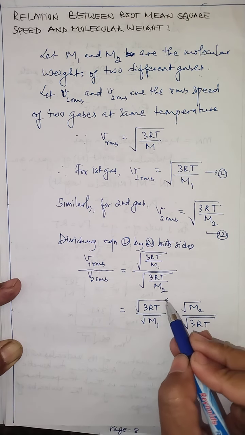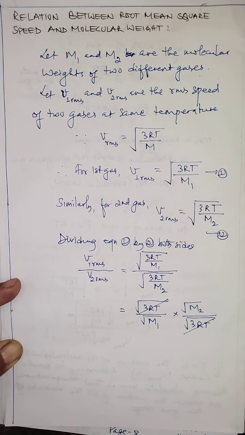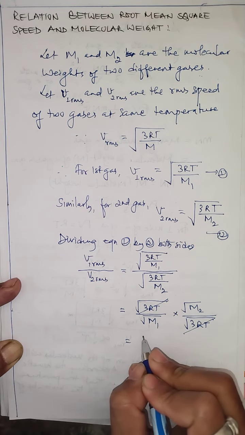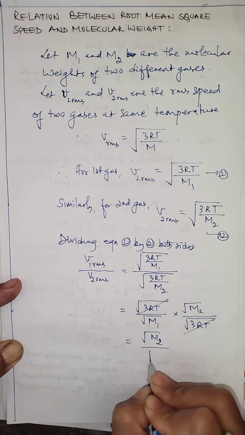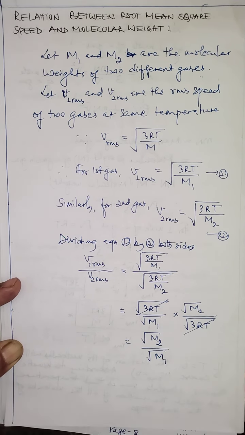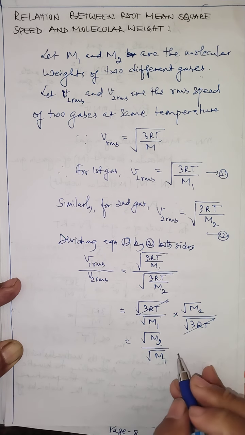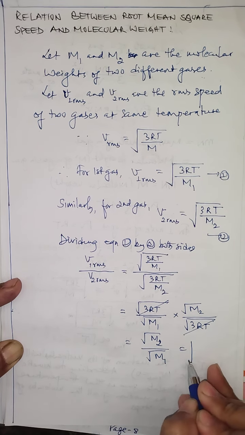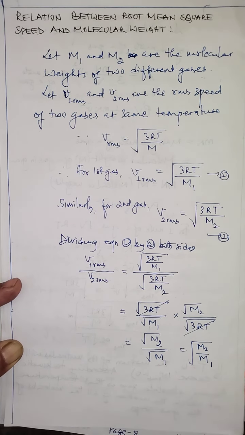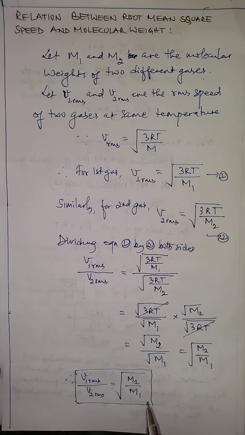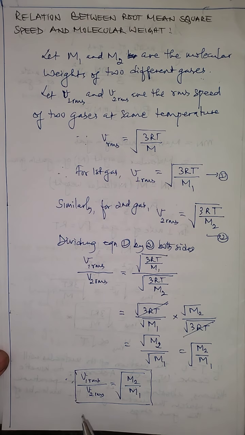Now you can see these two quantities are the same, so they cancel out. Finally this is square root of M2 by square root of M1, which we can write under a whole square root: square root of M2 by M1. So children, the relation we derived is v1 RMS by v2 RMS equals the square root of M2 by M1.